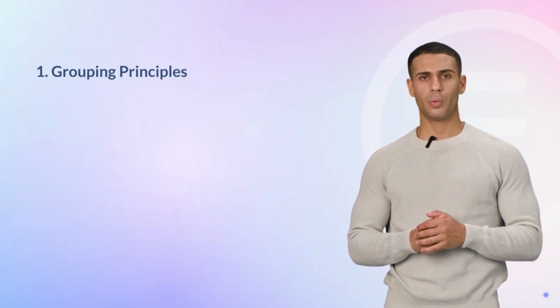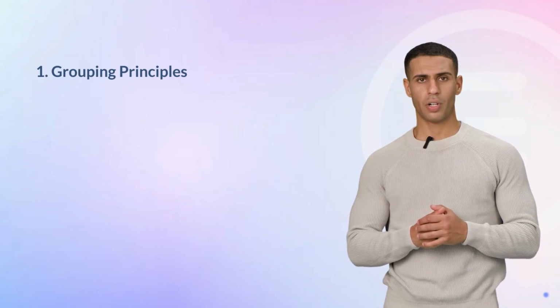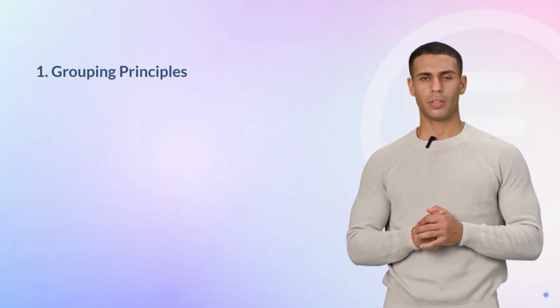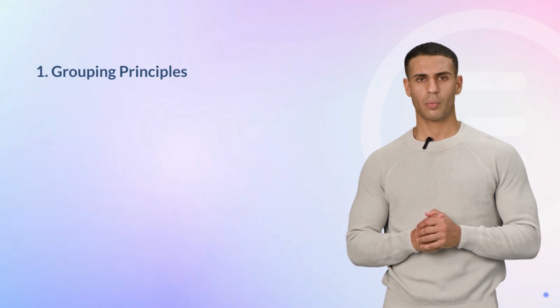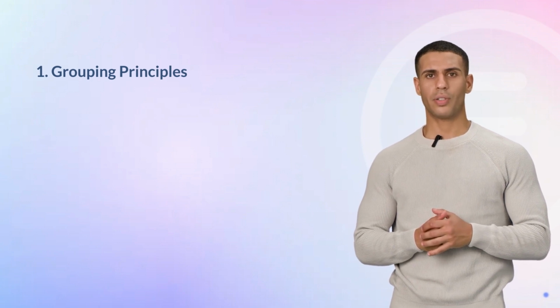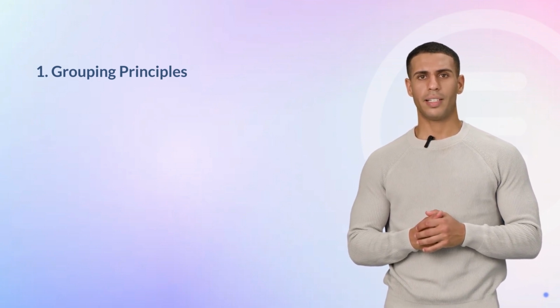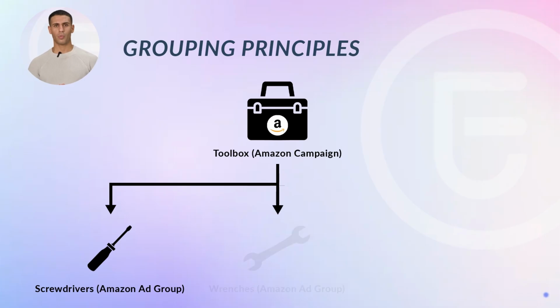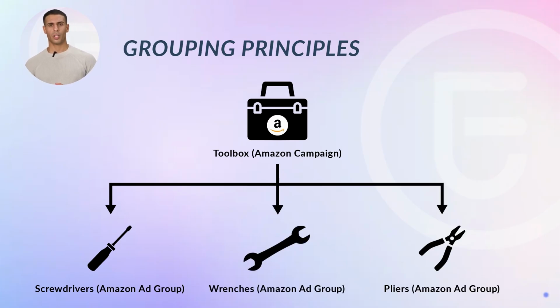First things first, what exactly is an Amazon ad group? If you're new to Amazon ads, this might be unfamiliar territory. An ad group is a way to organize your ads within a campaign. Think of it like dividing a toolbox. Instead of throwing all your tools in one drawer, you sort them by function: screwdrivers, wrenches, pliers, so you can find and use the right one instantly. That's exactly what ad groups do for your Amazon ads.